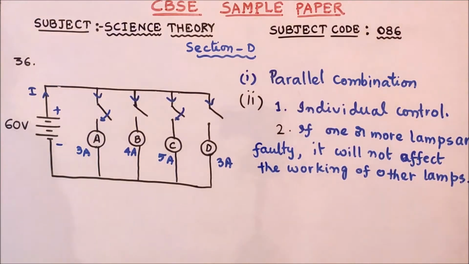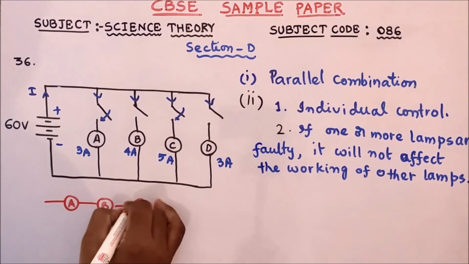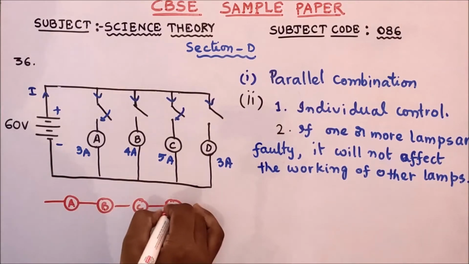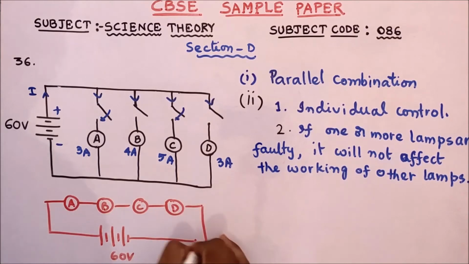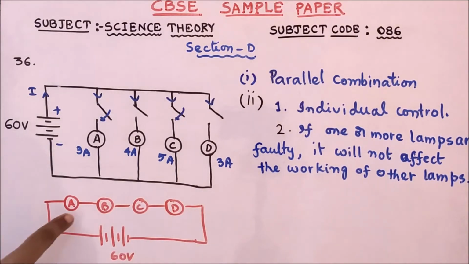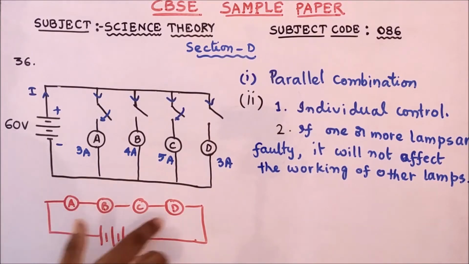If the question comes like this, what are the advantages of the parallel combination against the series combination, you can write the same points. If you see a series circuit, suppose we have the same lamps, lamp A, lamp B, lamp C and lamp D connected in series with the same source. Then if I want to turn off A, the current will not pass through the other lamps. So all other lamps will be off.